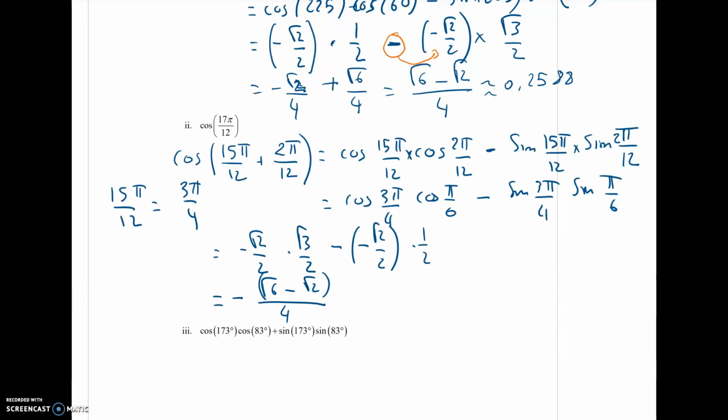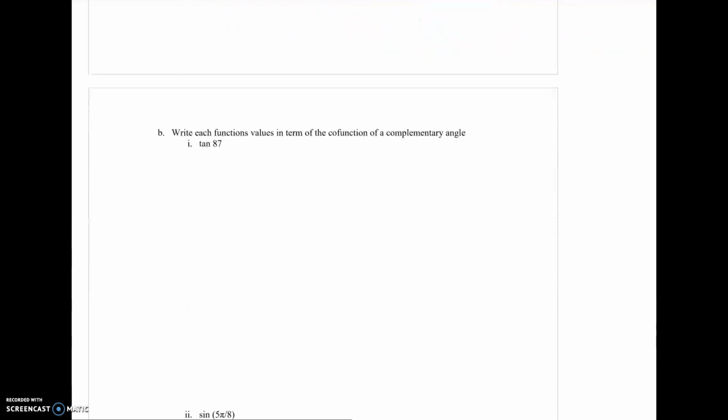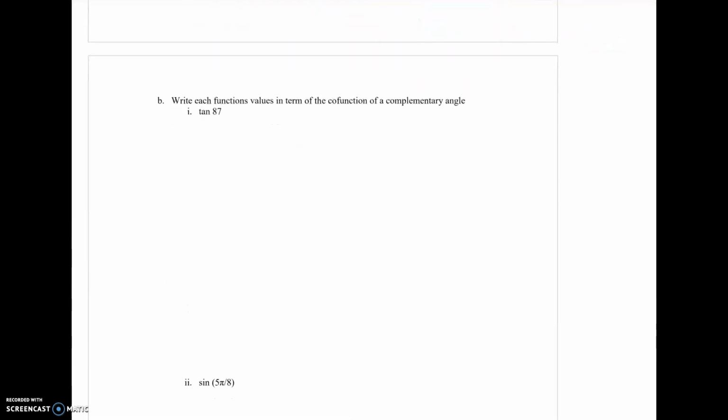On example number 3, the only thing you need to do is realize you have cosine A cosine B plus sine A sine B, and you know that is equal to cosine of 173 minus 83. You don't even need a calculator, because this is cosine of 90 degrees, and cosine of 90 degrees is 0. All right, so let's work on part B now. Okay, so what do we have?